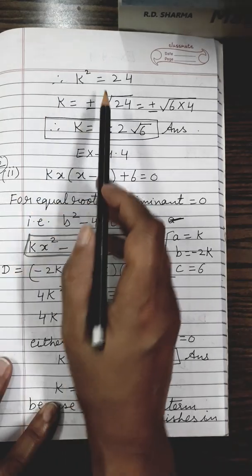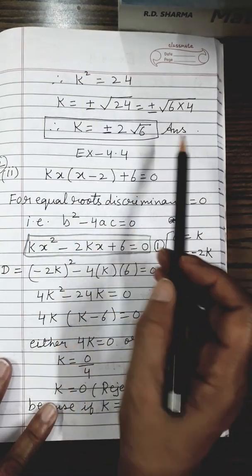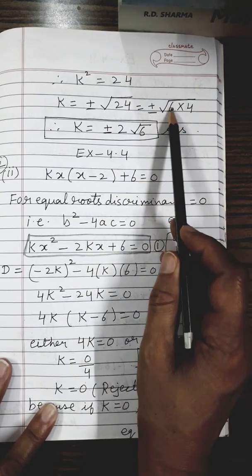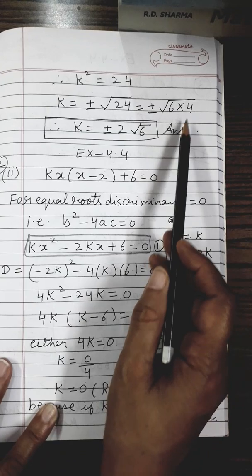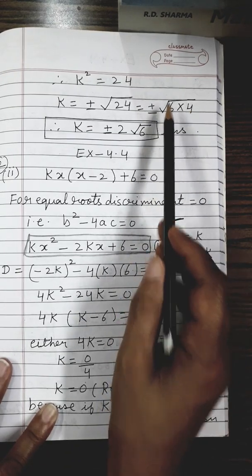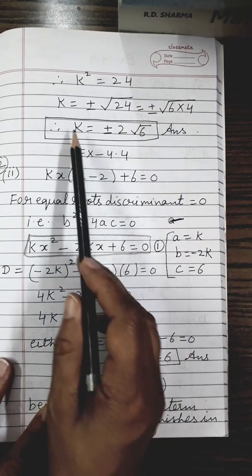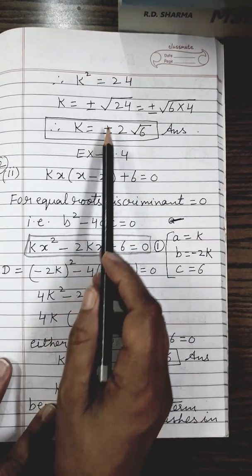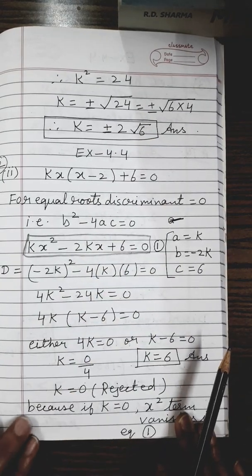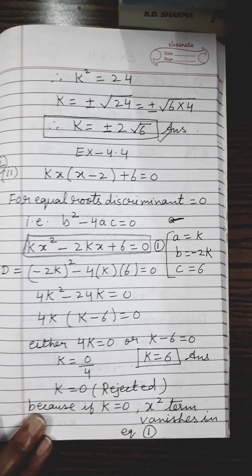So what will be k? Square root of 24. You have to take both the signs, plus minus. So do the factorization of 24, plus minus root of 6 into 4. 4 can be written as 2 into 2, taken out from the root sign. So it comes out as 2 and 6 will remain inside the root sign. So finally what is the value of k? Plus minus 2 root 6. So one answer is plus 2 root 6, second answer is minus 2 root 6. So combined we write it this way. This was your first part.